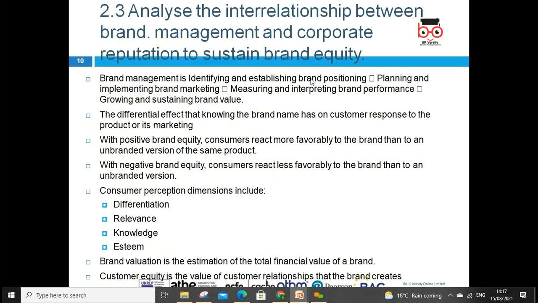Okay, and then next we can move to 2.3, analyze the interrelationship between brand management and corporate reputation to sustain. So what is sustainability? It's meeting the needs of the current generation without compromising the needs of the future.